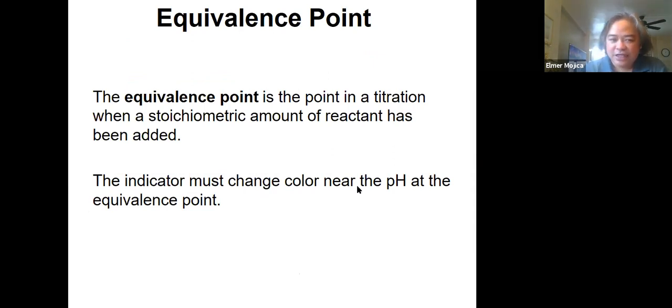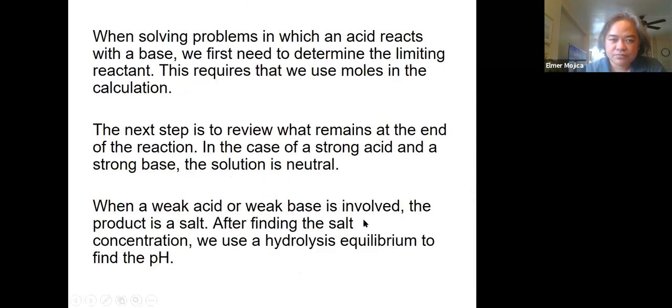Okay? And when solving problems in an acid that reacts with the base, the first thing that you need to know is who is the one controlling the reaction? When I say who is the one controlling the reaction, which is the limiting reagent? So you have to recall the concept that you learned in your Gen Chem 1. So usually the limiting reactant is the one present in less or more amount?